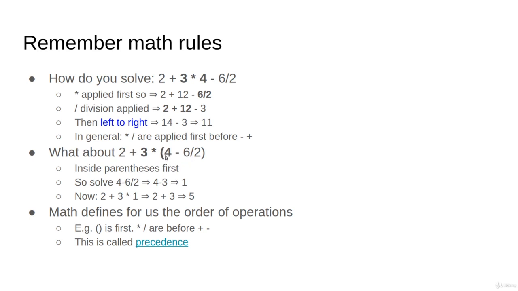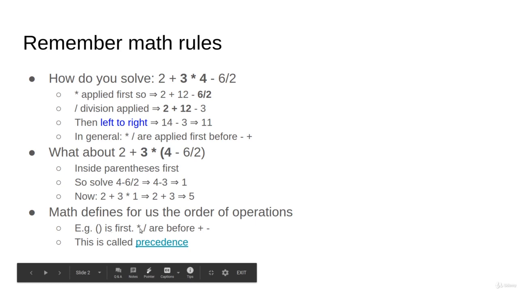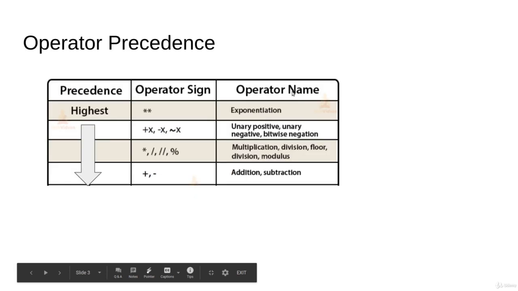So now when we try to solve this expression with the parentheses, the final value is going to change because now we are forcing a different order. Here the multiplication between the 3 and 4 is applied after this whole expression is done. So math defines for us the order of the operations. This is what we call the precedence, and we know from it that parentheses have higher priority, and multiplication and division are higher than addition and subtraction.